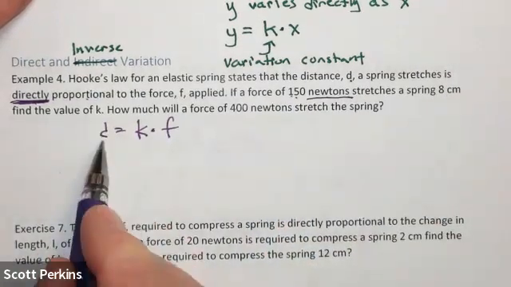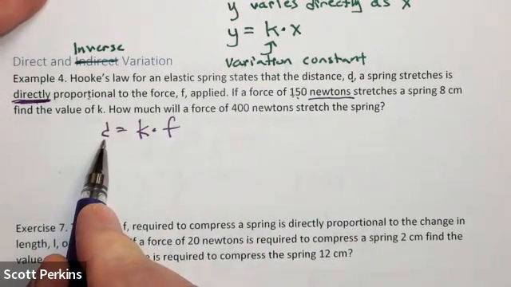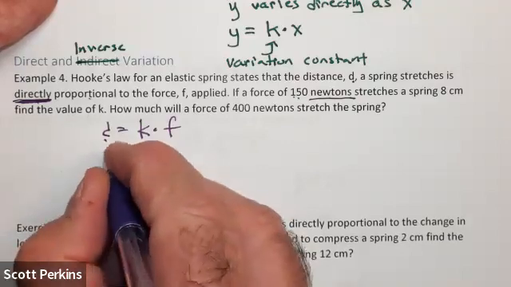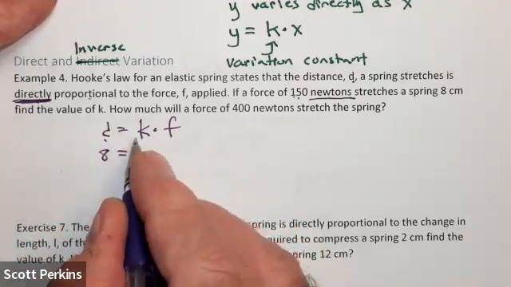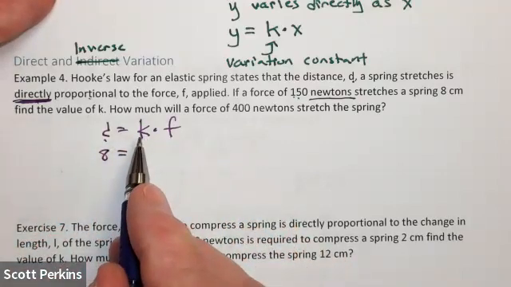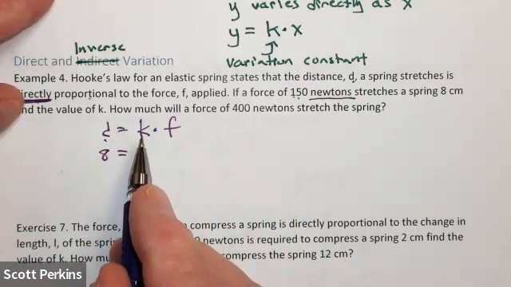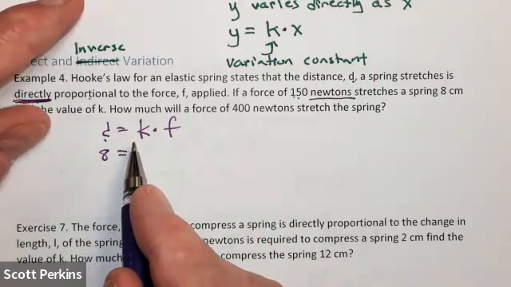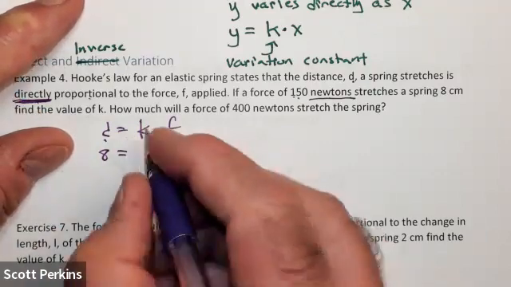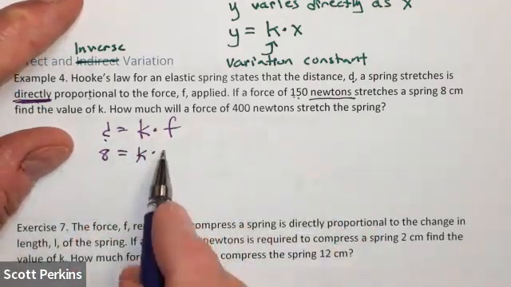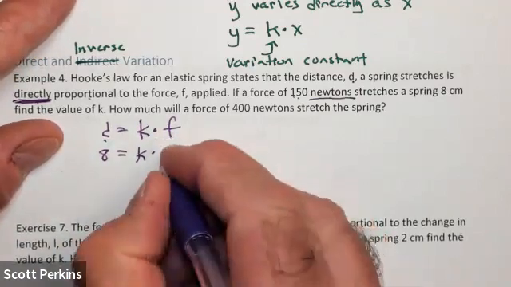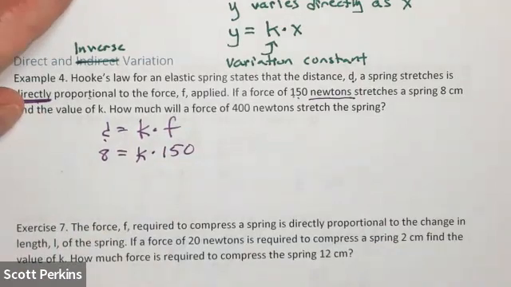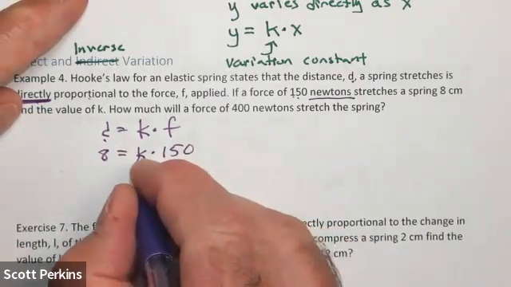Okay, so what am I going to substitute for D? 8. 8 is the distance, so 8. K, I don't know. I'm trying to figure out how this spring operates. But once I do figure out K, it won't change for this particular spring anymore. And so that gives me a known fact. So I have K times, and then the value of F, the force, is 150. I'm going to divide both sides of that by 150.